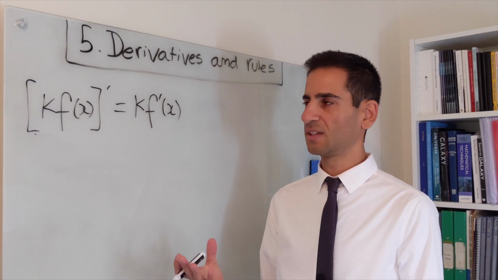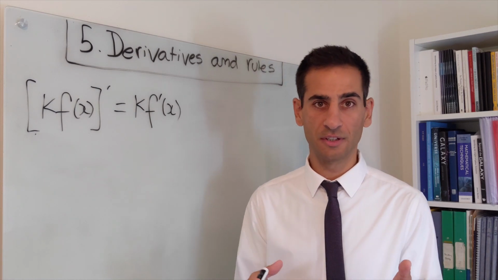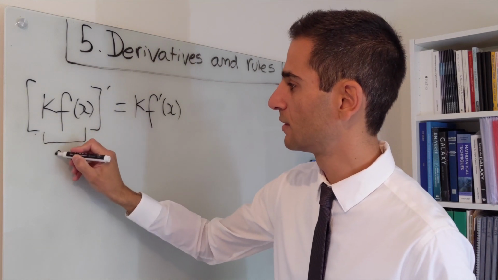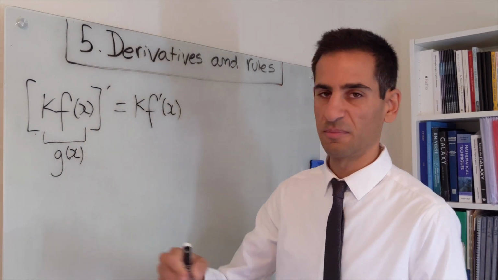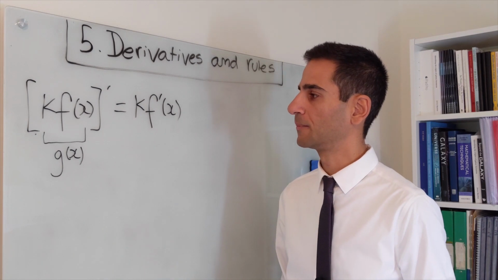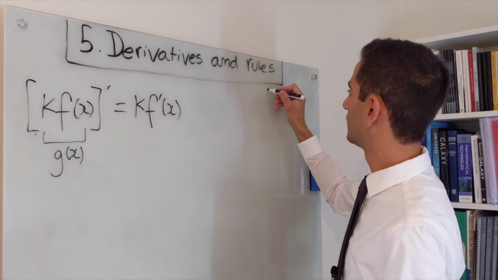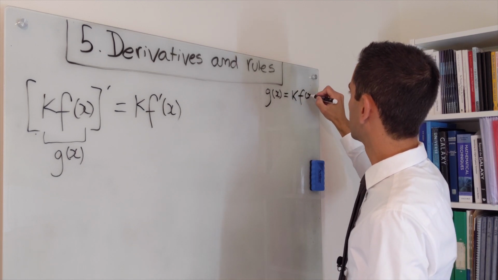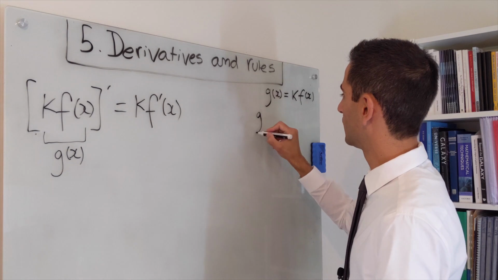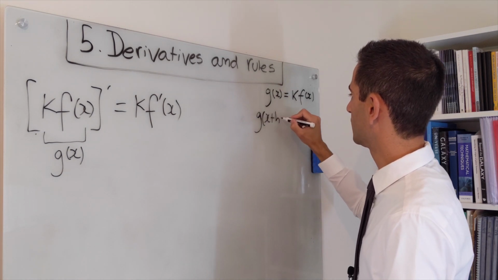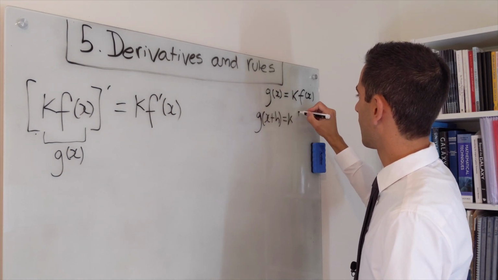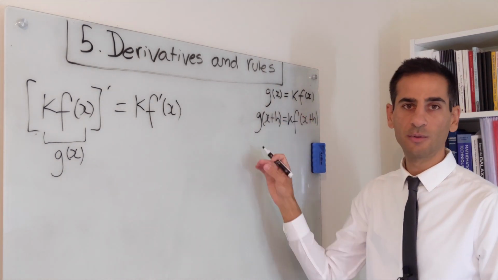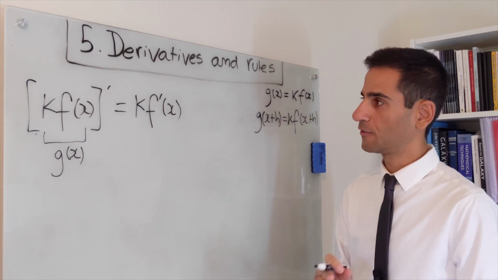One thing that we should always try to do, so we can use the definition of the derivative from first principles, is to call this g of x. It could be h of x, anything you want really. Under this definition, g of x is equal to k f of x, which also means that g of x plus h is k f of x plus h. These are the two key ingredients to differentiate from first principles.